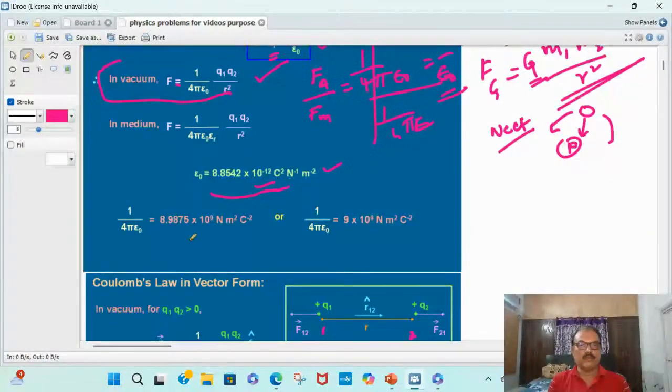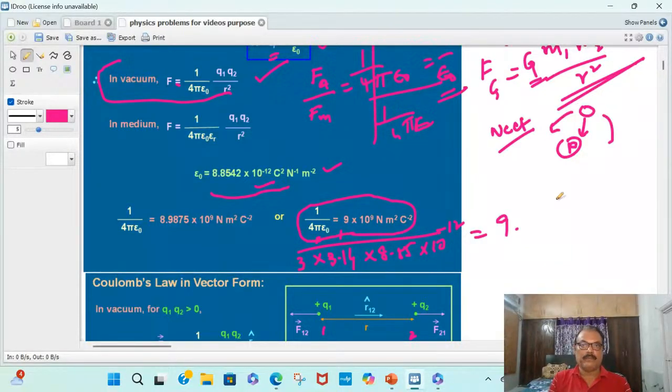Finally, the value of 1 by 4 pi epsilon is rounded off by substituting 4, pi as 3.14 or 22 by 7, and the epsilon value above, 8.85 into 10 to the power of minus 12. When you divide this, you will get approximately 9 into 10 to the power of 9. Very simple to remember: 9, 9.